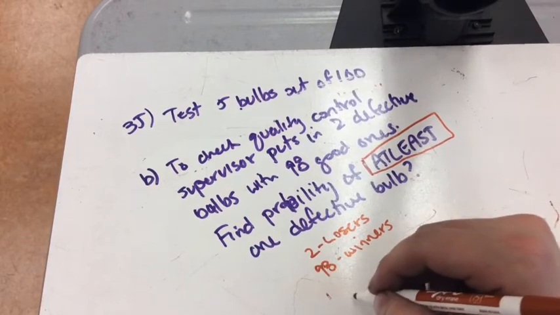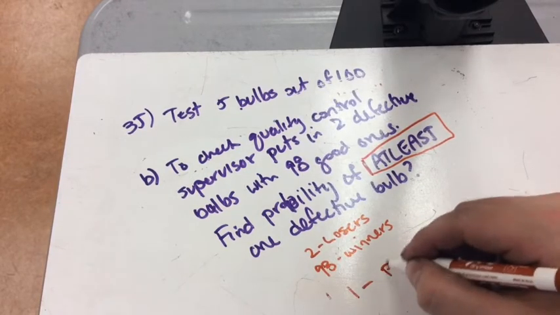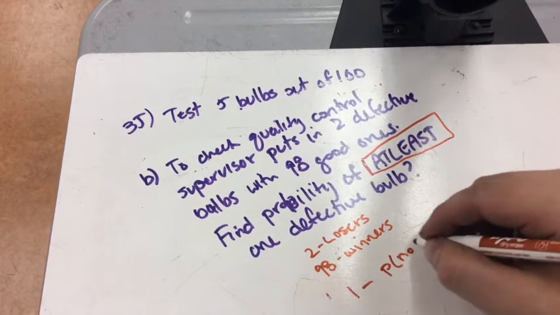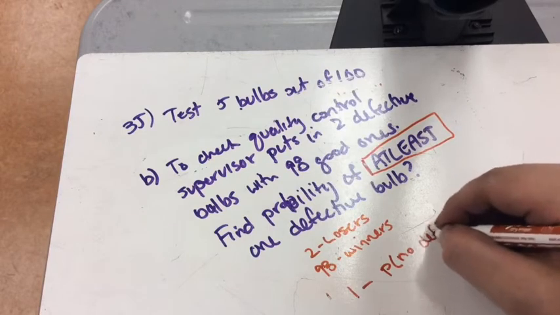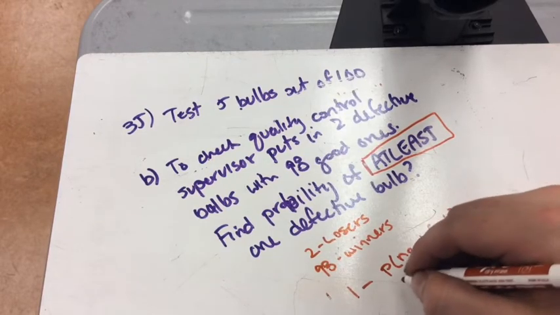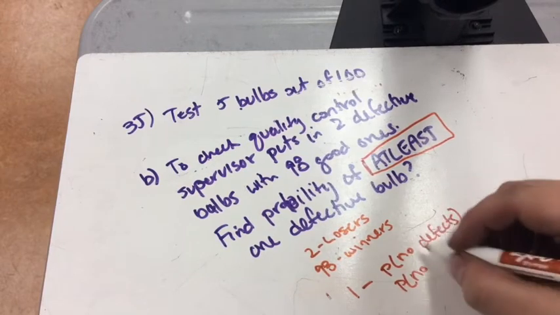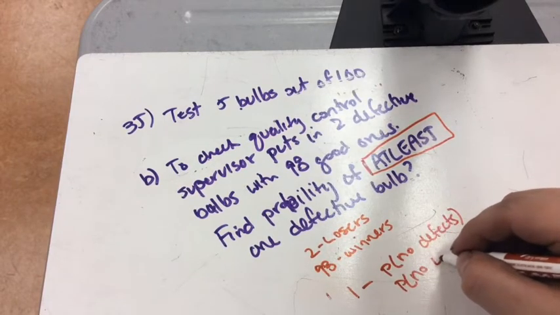So to find the probability of at least, it's actually going to be easier to say 1 minus the probability of no defects, or in this case, the probability of no losers.